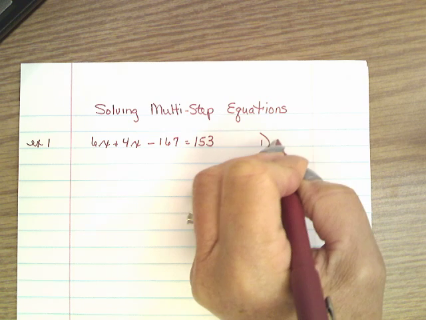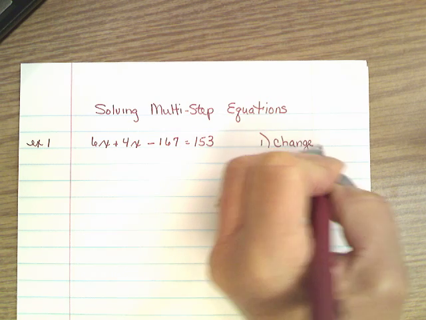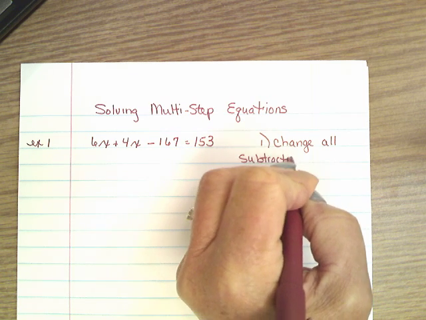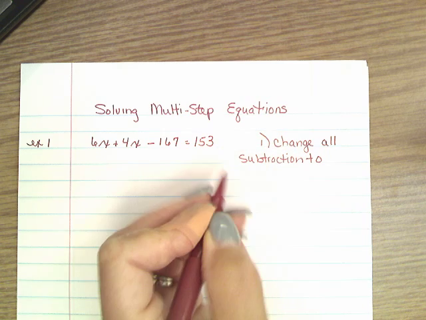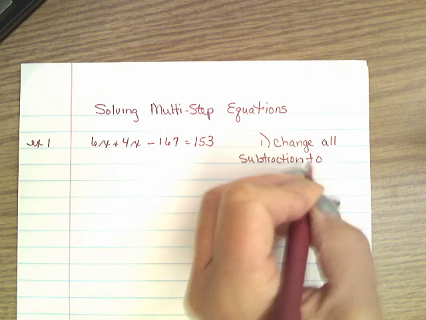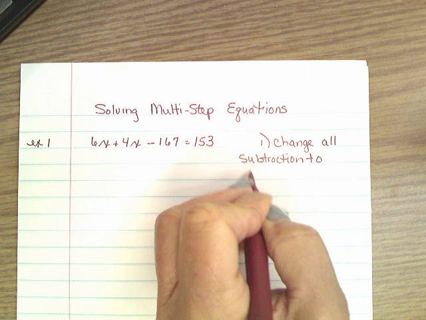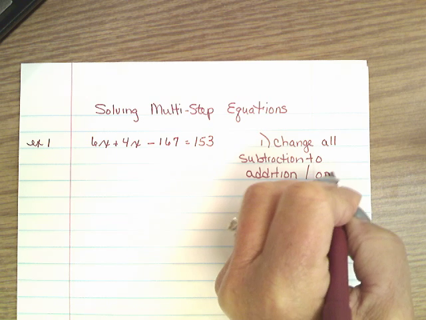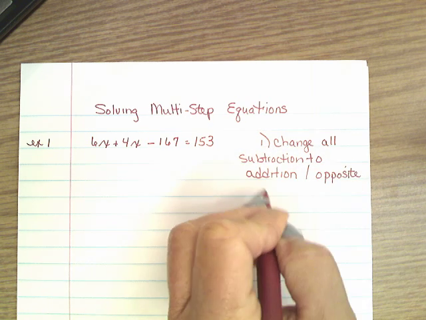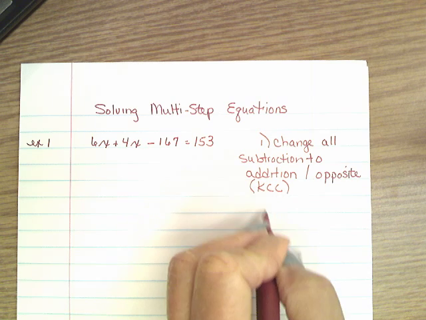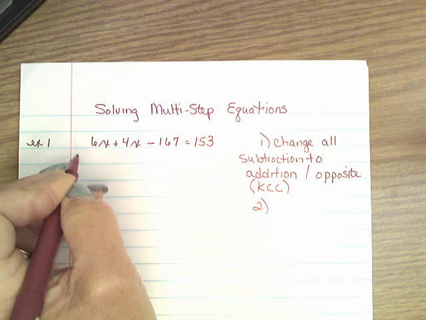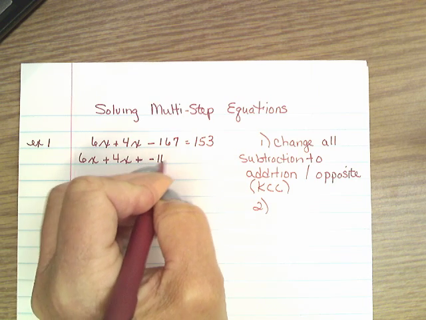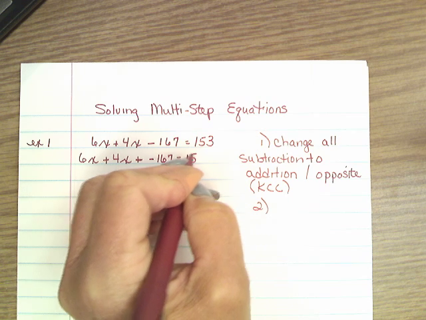Okay, step 1 is to change all subtraction to adding its opposite. So to addition and opposite. Okay, we should know this by now. Keep, change, change. Okay, so I have a subtraction in here. So 6x plus 4x plus negative 167 equals 153.